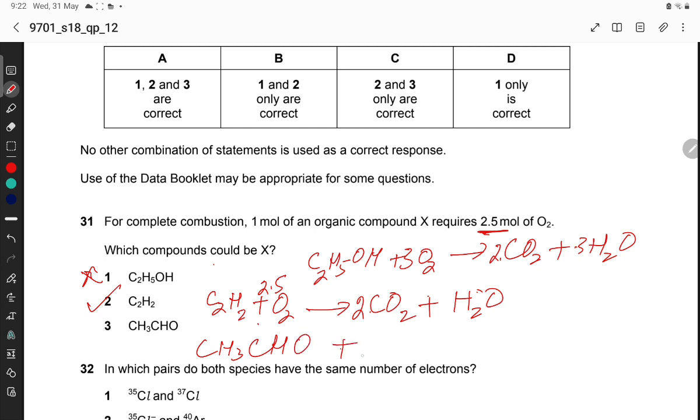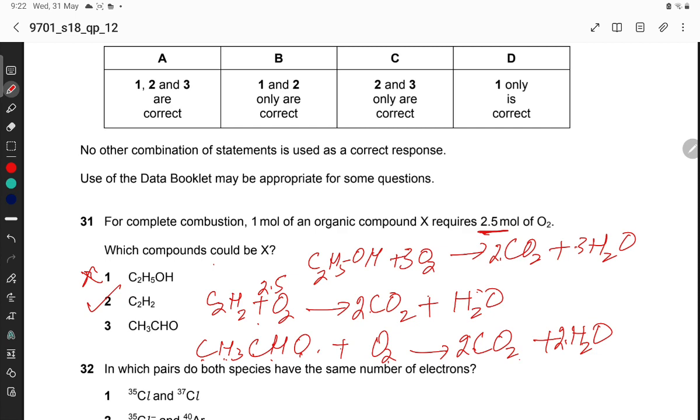plus O2 to form CO2, water. 1 and 2, and 3, 1, 4, 2 to the 4, 2 and 2, 4 and 2, 6, 3 moles. Sorry, not 3 moles. This is not 3 moles.